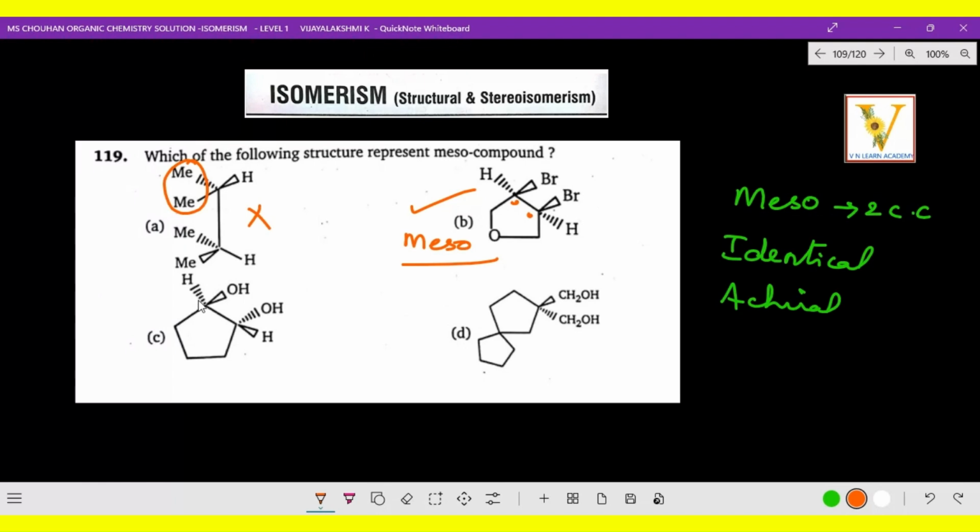Then this one, hydrogen is attached with the dash, and on this side hydrogen is attached with the wedge. Now you see here only wedge and dash have changed. So this is a chiral compound, and both are different. So this cannot show a meso compound, right?